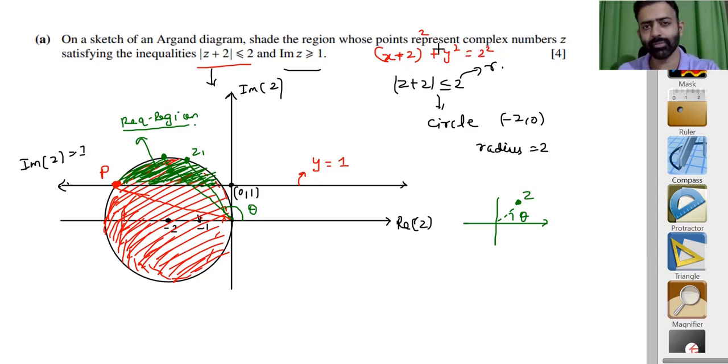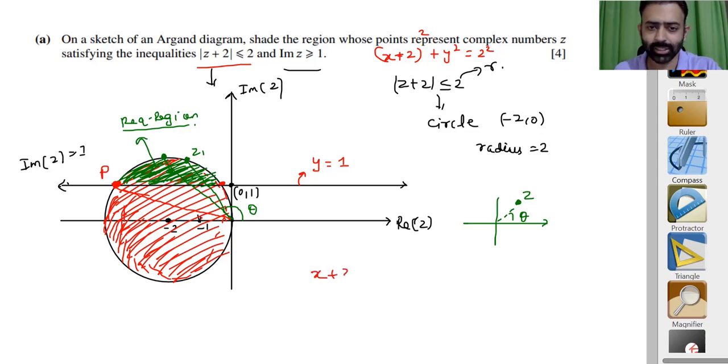Why? Because the equation of a circle with center (a, b) is given by (x − a)² + (y − b)² = r², right? And solving this equation with y equal to 1, I will get 2 points. Those two x coordinates will give me the points of intersection of the straight line y = 1 with the circle. One point will be this and the second point will be this. But I have to choose the leftmost point. So let us solve this equation.